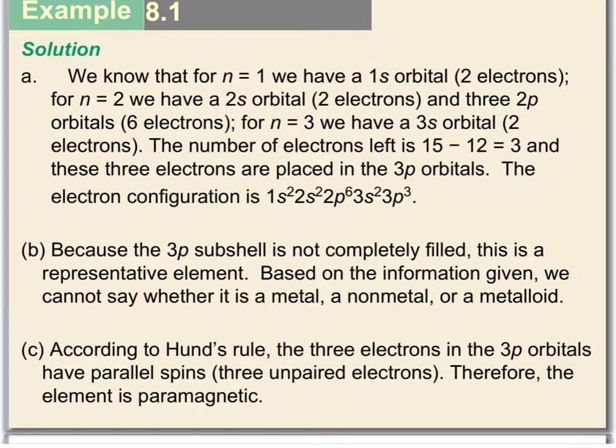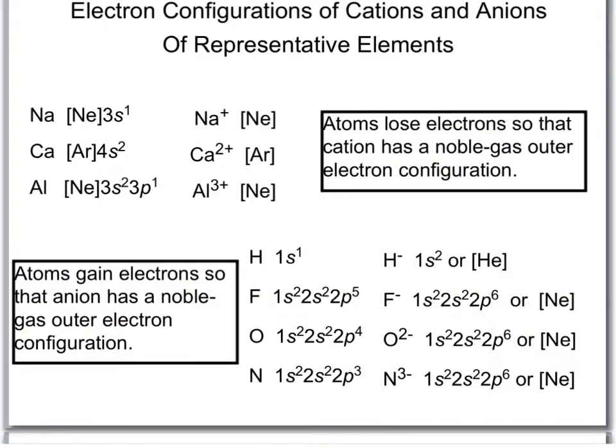Because the p subshell is not completely filled, we have to be in the main group elements, since the main group elements have s and p orbitals as their outermost filled orbitals. Then, according to Hund's rule, since the 3p electrons must be spread into each of the single p orbitals, the element must be paramagnetic because it has unpaired electrons.